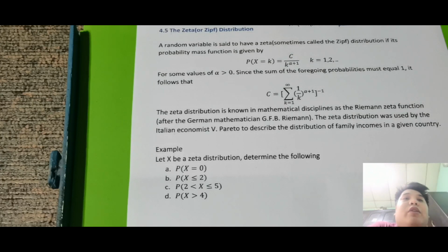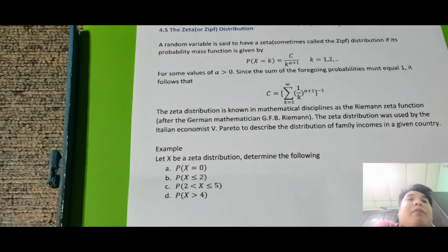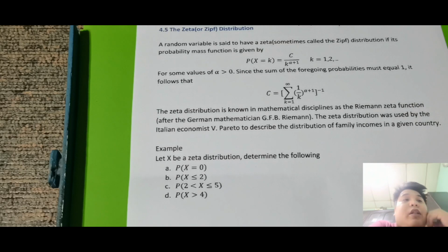Okay, so now we have a random variable is said to have a zeta, sometimes called a zipf distribution, if its probability mass function is given by the probability at X is equal to k is equal to c over k raised to alpha plus 1, for k is equal to 1, 2, and so on. Okay, so mag-start yung ating probability sa k is equal to 1, so meaning iba siya dun sa iba.